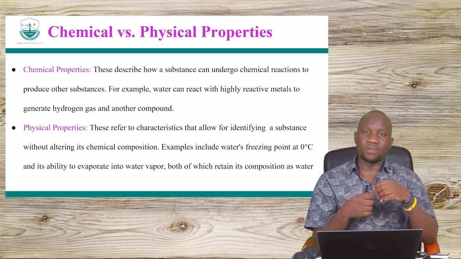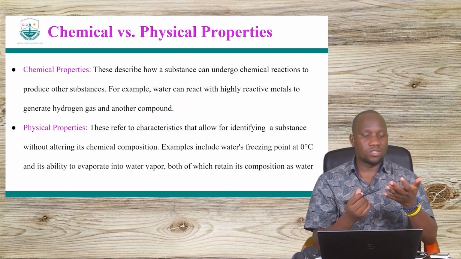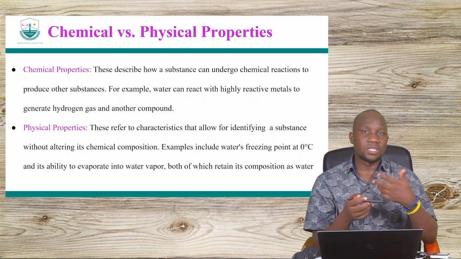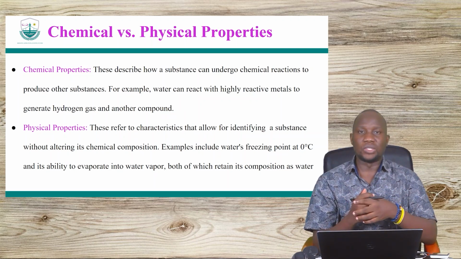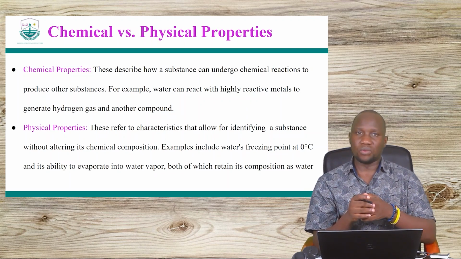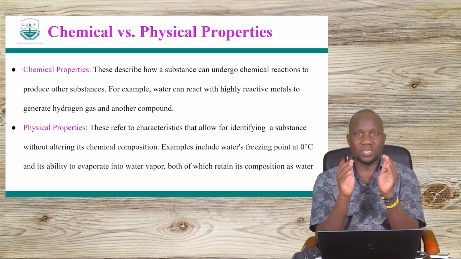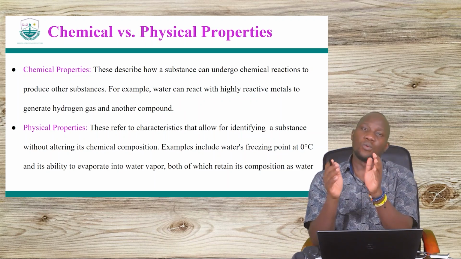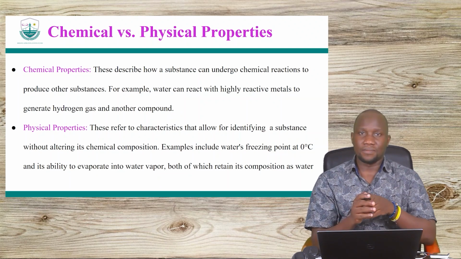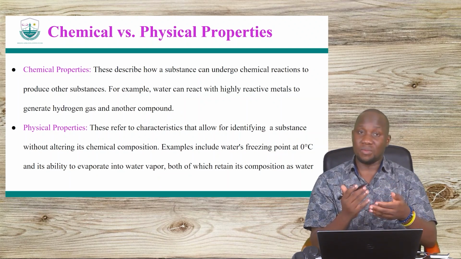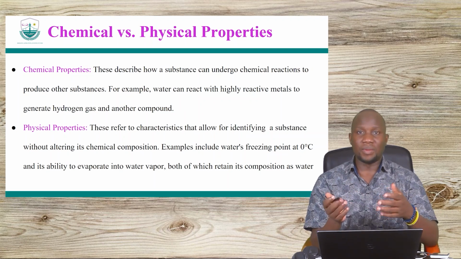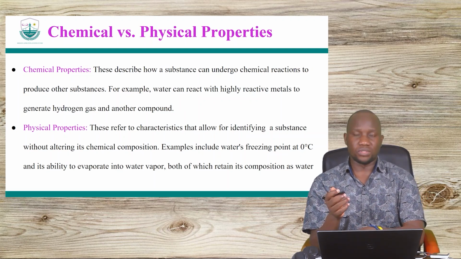Okay, so using water, for example, if water reacts with a metal, often a gas called hydrogen will be produced, and another compound will be produced. Therefore, that is a chemical property of water because what you have formed is different from what you had initially. Okay, so that is what we call a chemical property. For a physical property, the thing remains the same in terms of composition.